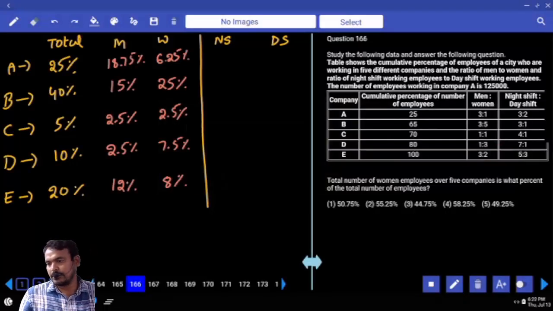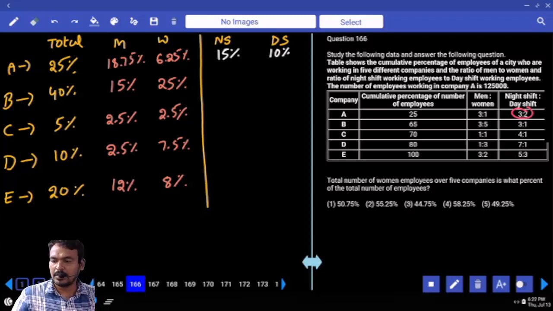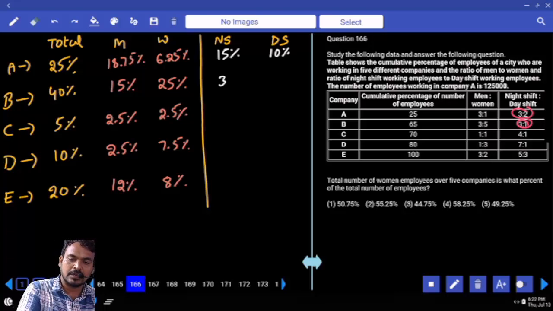First, night shift and day shift. In A, what is the ratio? 3:2. Total 5 parts means 25%. Then every one part is 5%. 3 parts are 15, 2 parts are 10%. Next, in 40%, what is the ratio? 3:1 means one will be 30, another one is 10%. Next, in 5%, what is the ratio? 4:1. One will be 4%, another one is 1%.